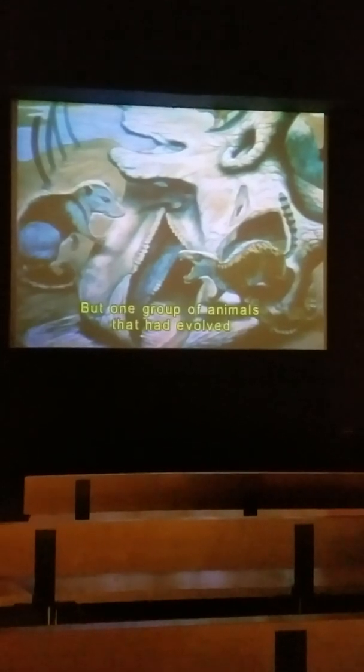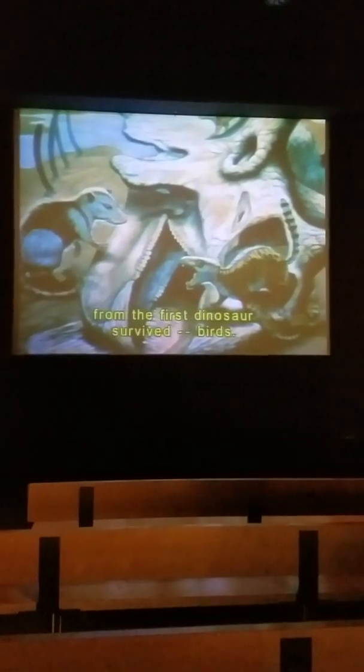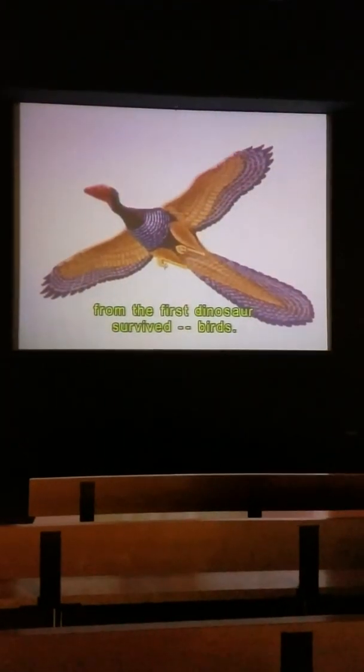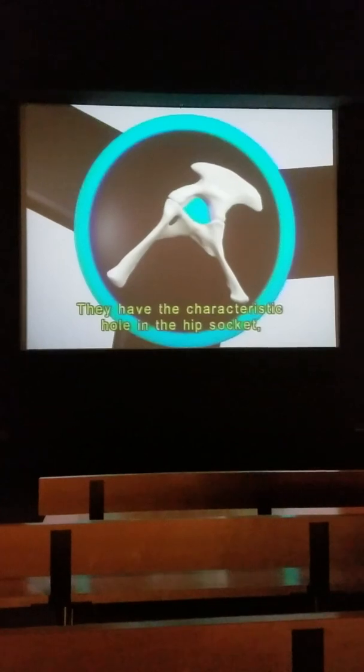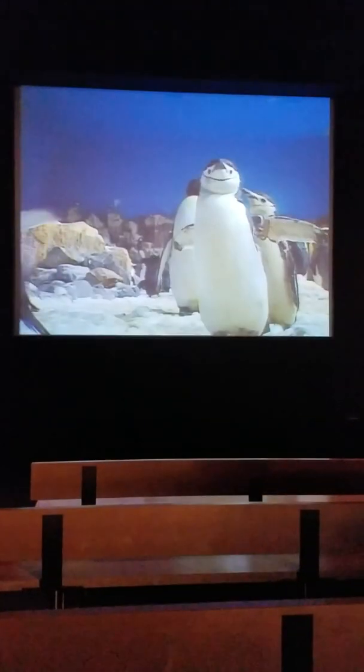But one group of animals that had evolved from the first dinosaurs survived: birds. They have the characteristic hole in the hip socket, inherited from the common ancestor of dinosaurs. So, today's birds are really living dinosaurs.